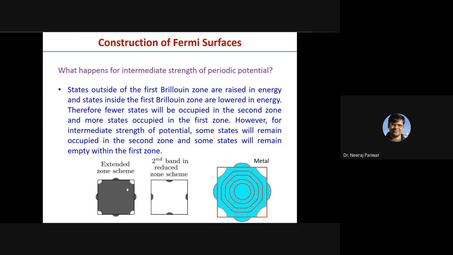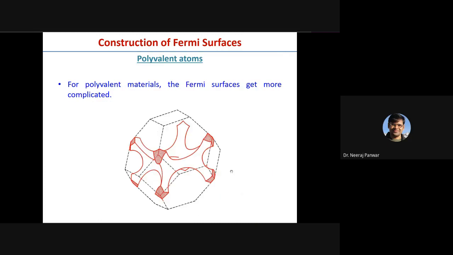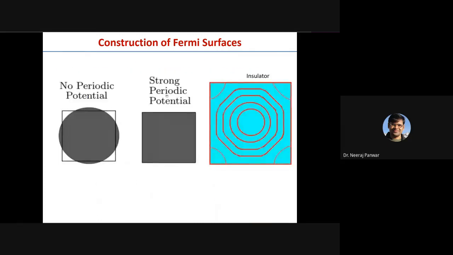So this is in the extended zone scheme. For the second zone, it can be converted into the reduced zone scheme. This portion will come here, this portion will go here, this portion will go here, in the reduced zone scheme. And since the states here are empty at the corners, they exhibit metal-like behavior. But for certain divalent solids, if the periodic potential is very strong, they will not behave like metals, but they will behave like insulators.